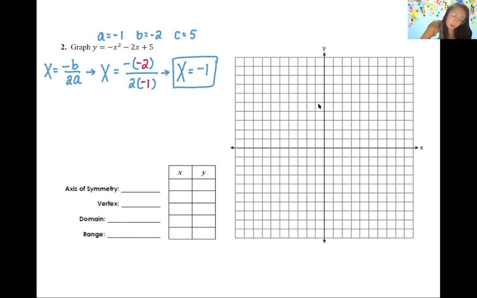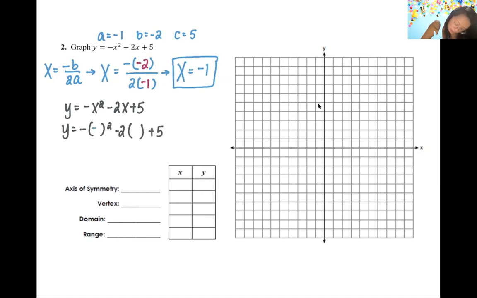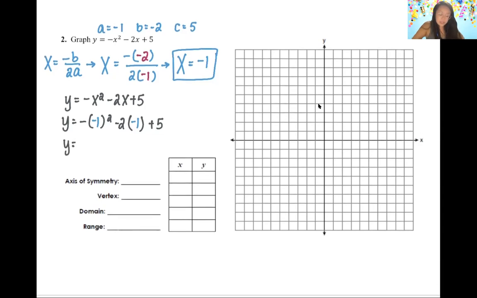We now want to find our vertex. So our equation was y equals -x² minus 2x plus 5. If I want to find the y value, I'm going to replace all my x's with parentheses. And we are plugging in -1. Okay, so be really careful with the negatives here. But again, if you just draw your parentheses first, it is not an issue. Go ahead and put this into your calculator.